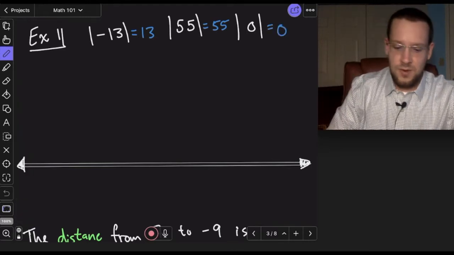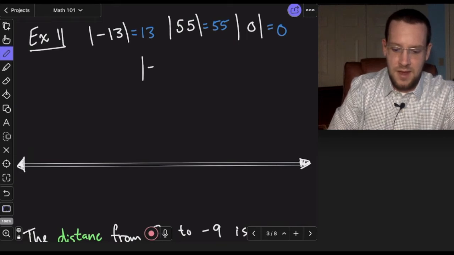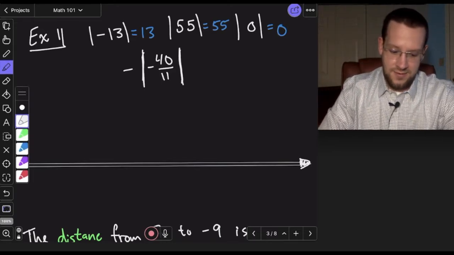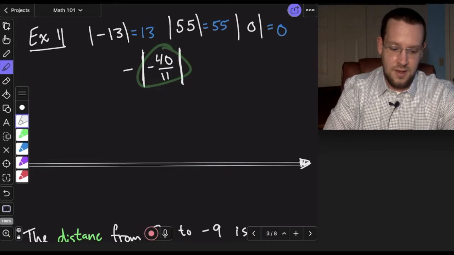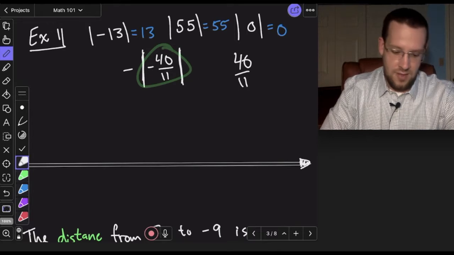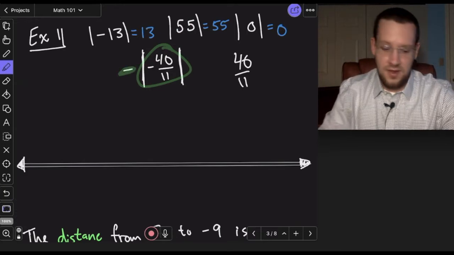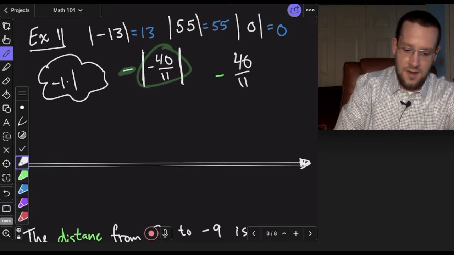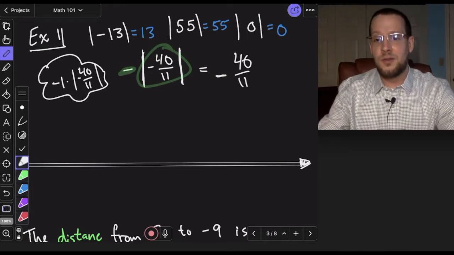What if I was going to ask, what is the absolute value of negative 40 over 11, and there was a negative outside of that? Well, we would work from the inside. First I do the inside, so this is going to be 40 over 11, 40 elevenths, and then this negative on the outside is going to stay there and just come along for the ride. The reason is that this would be like negative 1 times the absolute value of negative 40 over 11. That's how we deal with those negatives on the outside.